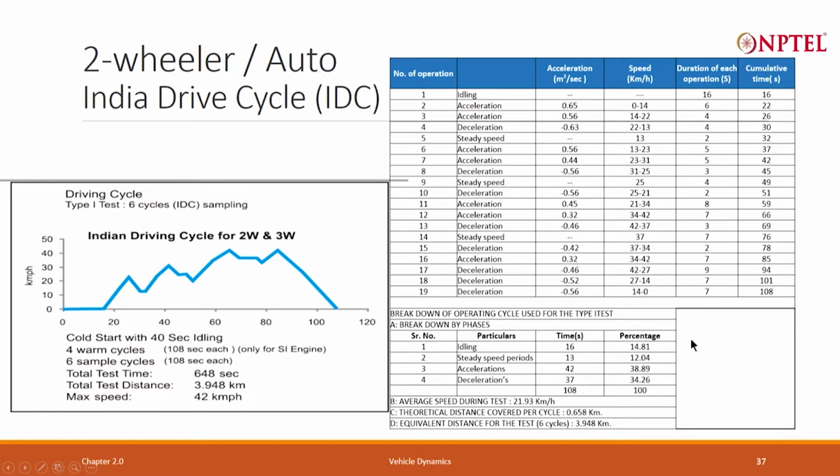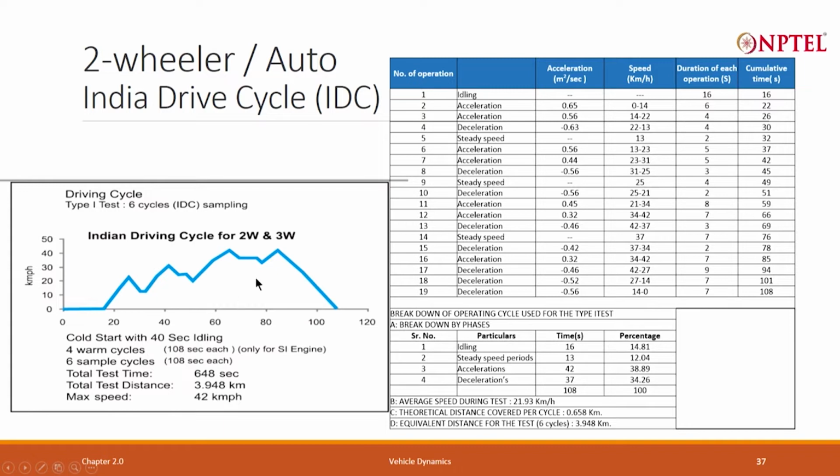So, this is how the whole thing is defined for 108 seconds, and after that for 12 seconds you are idling, up to 108 seconds, and then you just keep repeating. So, the total is defined for 108 seconds, and then you actually have to drive it 6 times with the same pattern. Total test time is therefore 6 into 108, 648 seconds.